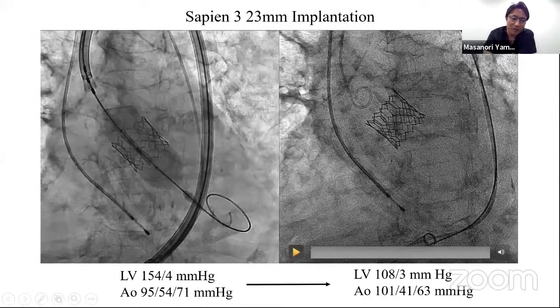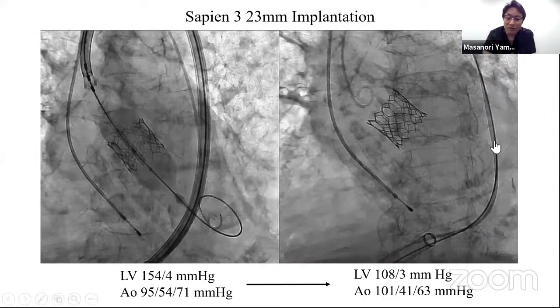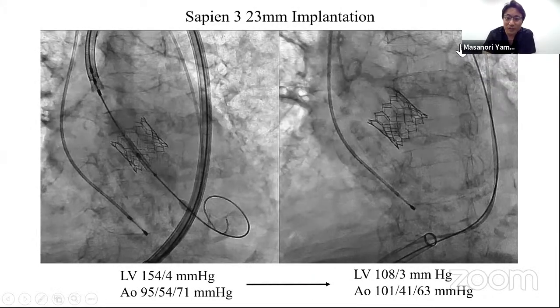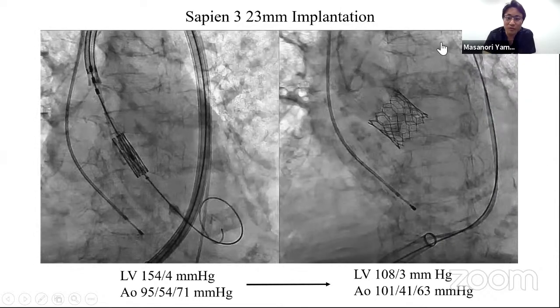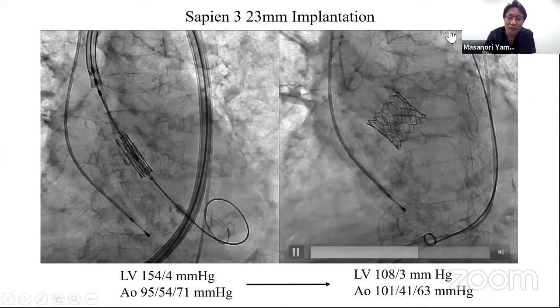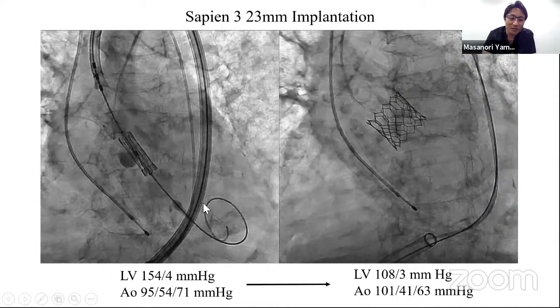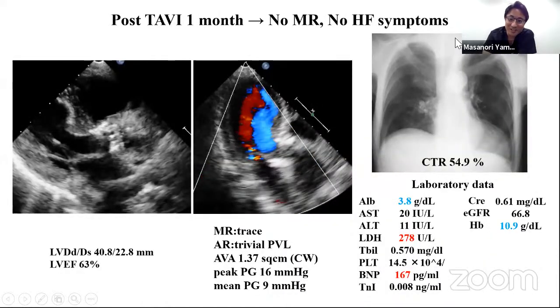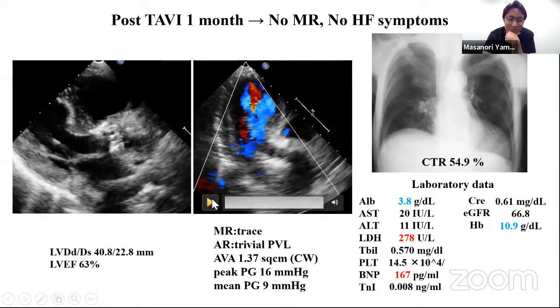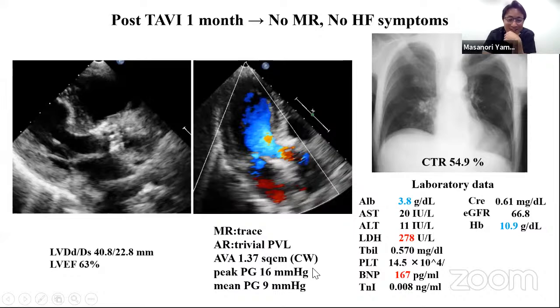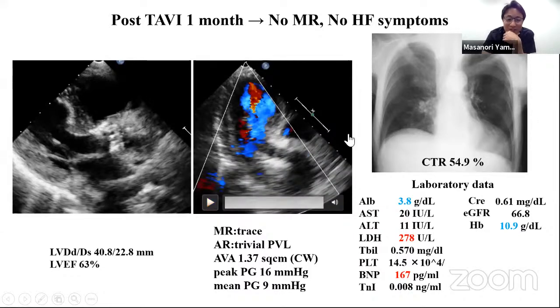And aortic stenosis is completely improved. This is the final angiogram. No aortic regurgitation, no severe stenosis. And surprisingly, the functional MR completely disappeared after the TAVA procedure. It's very interesting. So in this patient, the TAVA treated severe aortic stenosis and severe mitral regurgitation.